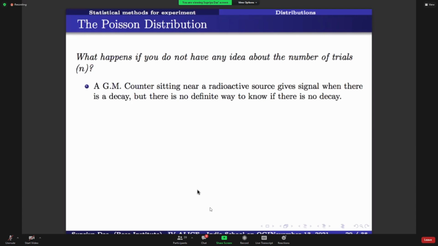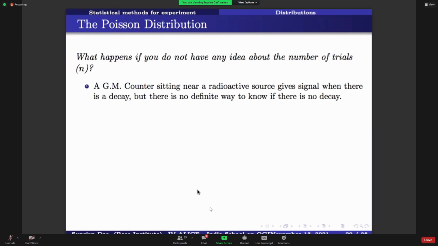In the case of a coin, you toss it, it is either head or tail. You kick a ball to the goal from the penalty spot, you either get a goal or not. But here it is not like that. If there is a decay, there is a signal in your counter. If there is no decay, there is no signal. So you don't actually know how many trials there are, right?